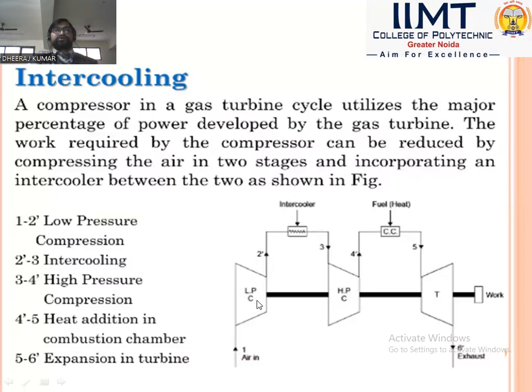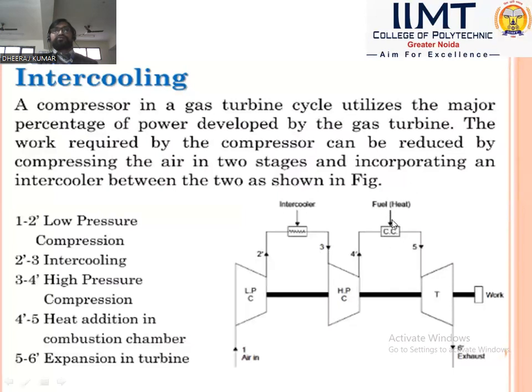This is the first reversible adiabatic compression process, the low pressure compression process. This is also the high pressure compression process, a reversible adiabatic compression process. The intercooler is provided between the low pressure and high pressure compressor. So this process is a constant pressure heat rejection process, 2 to 3. Then the high pressure compressor compresses the air and pressure and temperature are also increased.